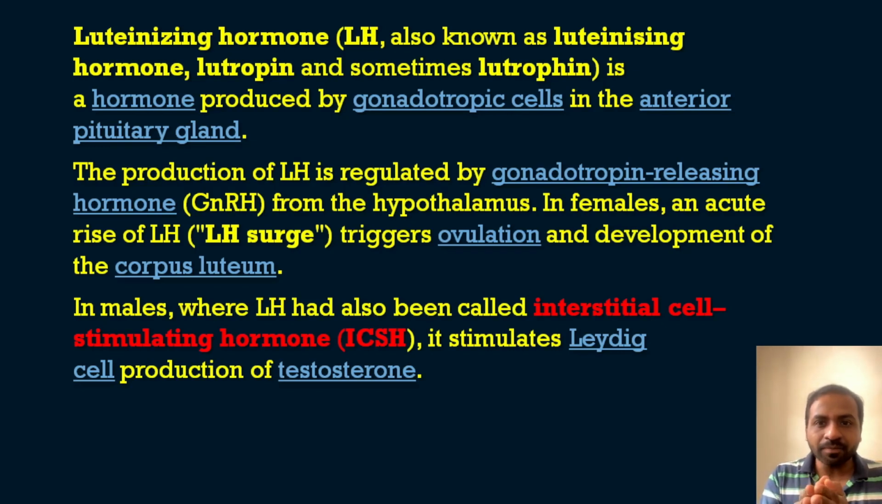So I think that confusion is clear now. LH is for the development of the corpus luteum and for testosterone production in the interstitial cells of the testis, or the Leydig cells of the testis, and it is known as the interstitial cell stimulating hormone. And from the corpus luteum, which hormone is produced? That is progesterone. So I think that question is clear for you now. That was the 6th question.